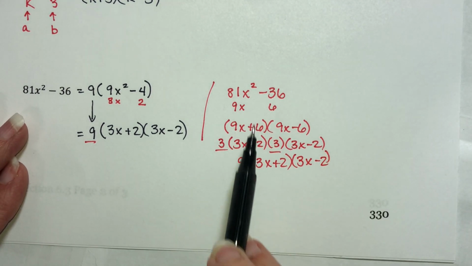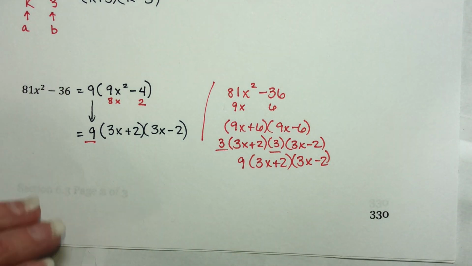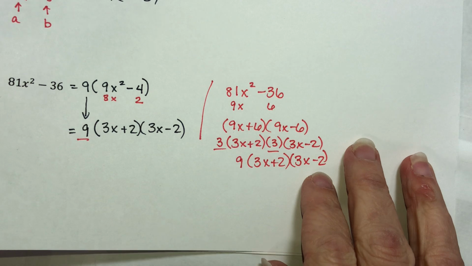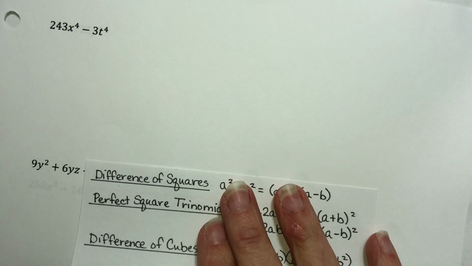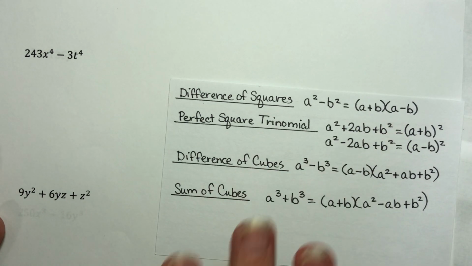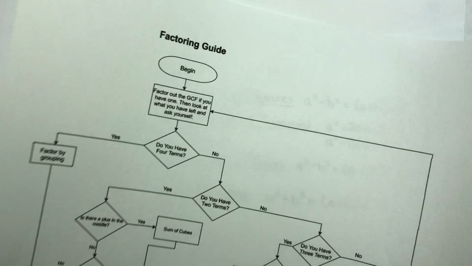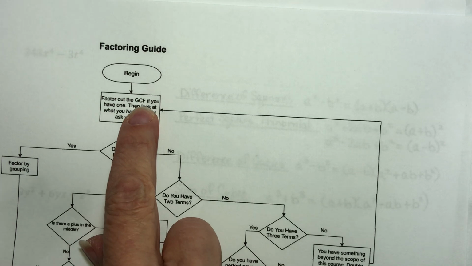So you can see it is workable if you don't factor out the GCF first, but I think you can also see that it is much easier if you do factor it out. Okay, so let's try 243x to the 4th minus 3t to the 4th. Okay, first step, factor out a GCF.